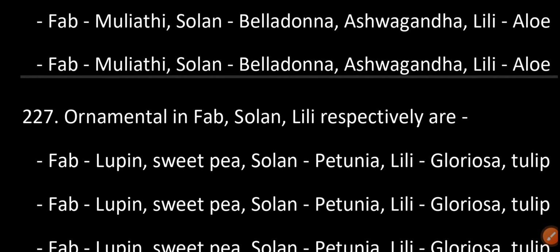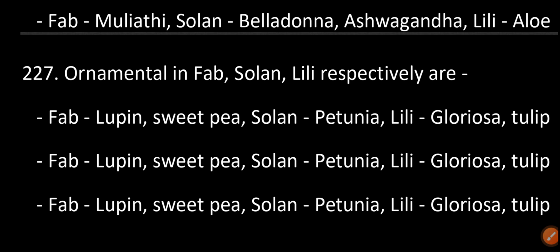Ornamentals in Fabaceae, Solanaceae, Liliaceae respectively: Fabaceae lupin, sweet pea; Solanaceae petunia; Liliaceae lily, gloriosa, tulip.